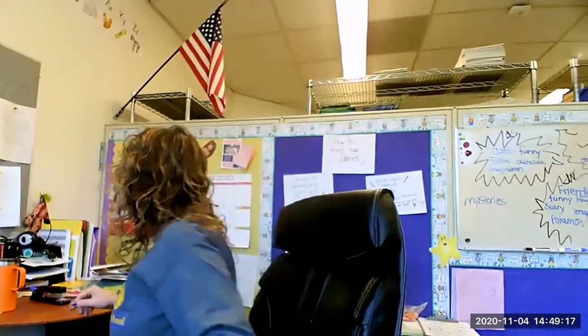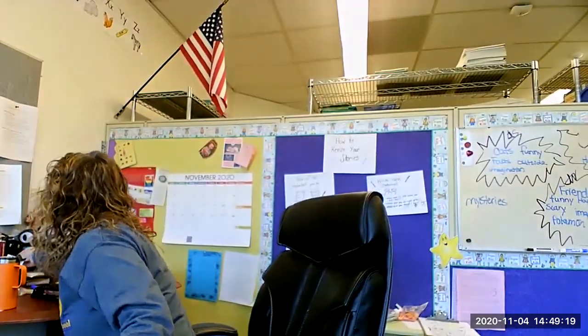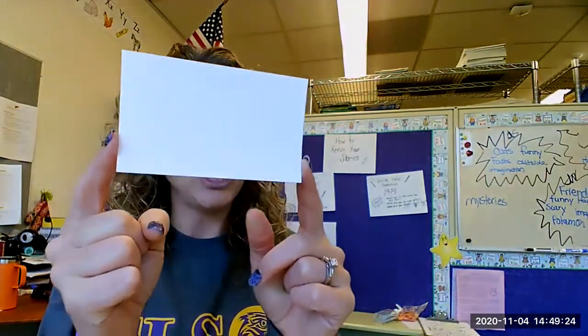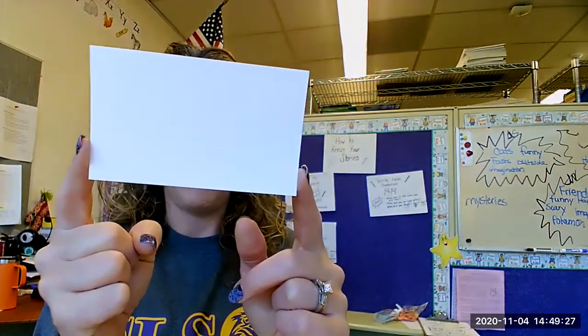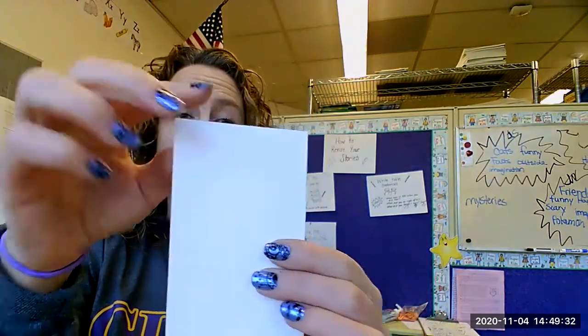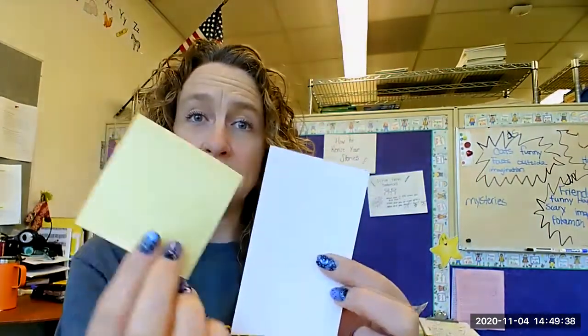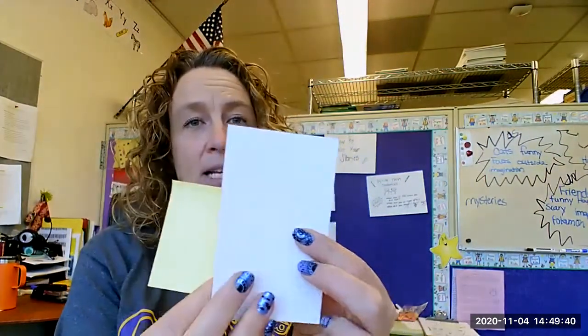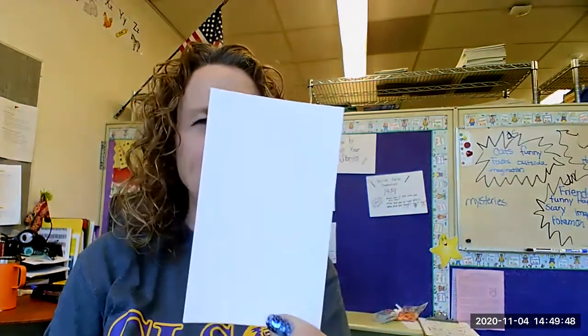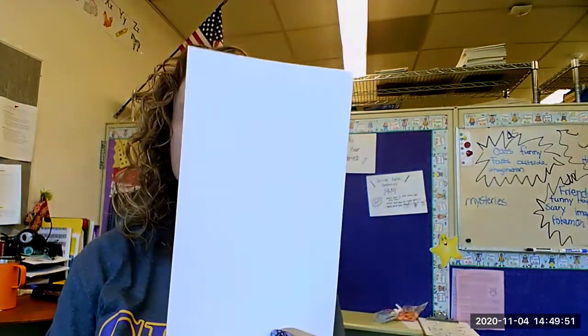I have another shape. It's right here. This is what shape? We did this shape, didn't we? What shape is this? This is a rectangle. Now, a rectangle has 4 sides, just like the square. A rectangle has 4 vertices, just like the square. But a rectangle cannot be a square.